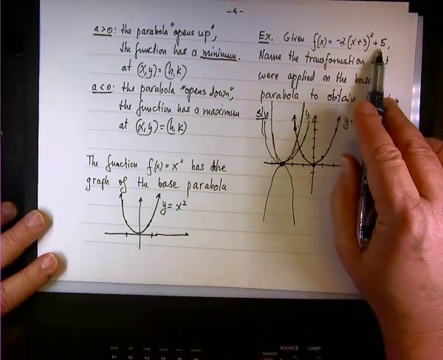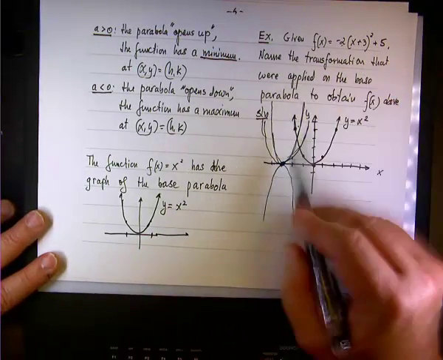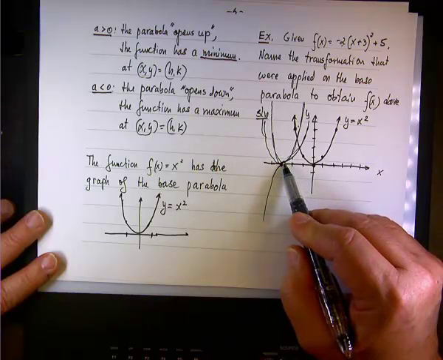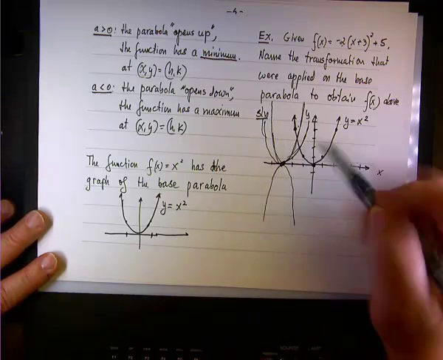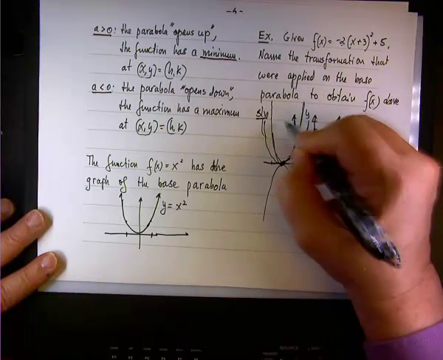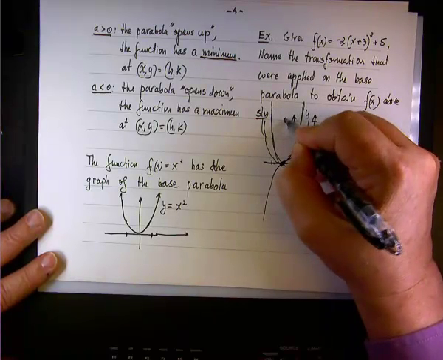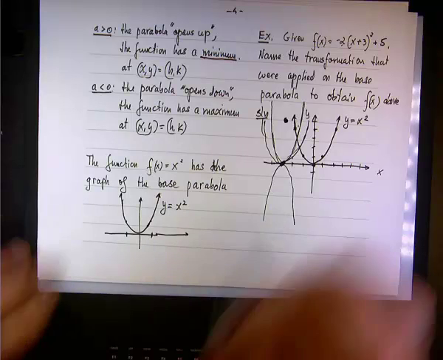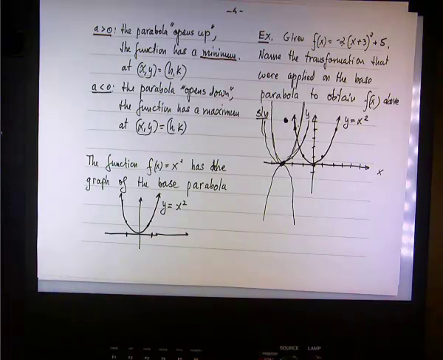And finally, we added 5. So instead of having a vertex at (negative 3, 0), we climb up and we get the vertex at (negative 3, positive 5). So here's the final product. I'll draw it in red. So everything else was intermediate steps.